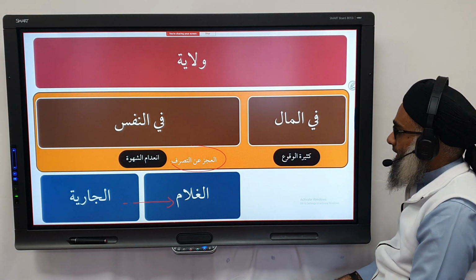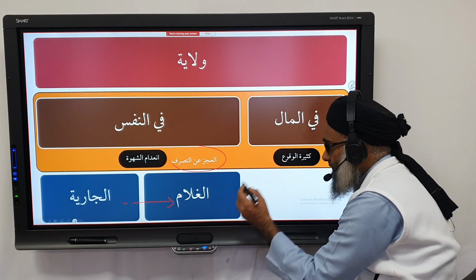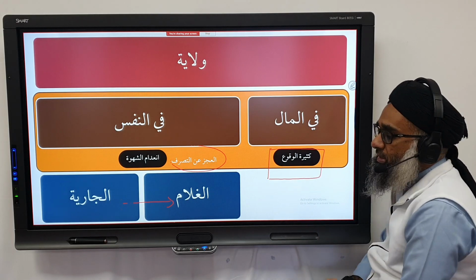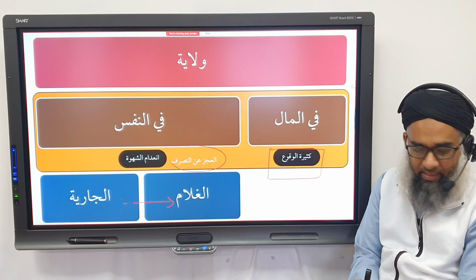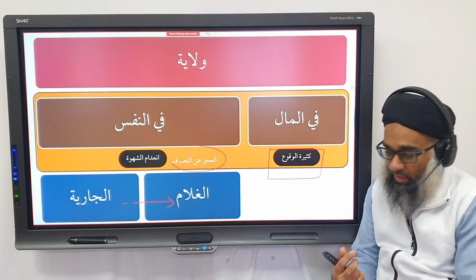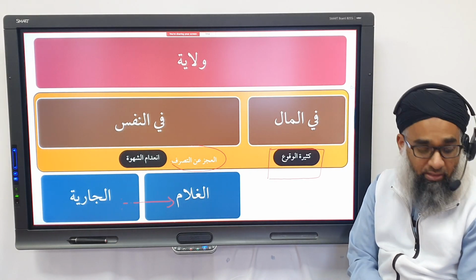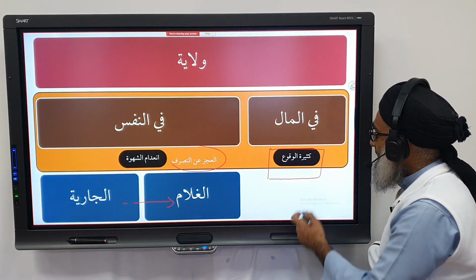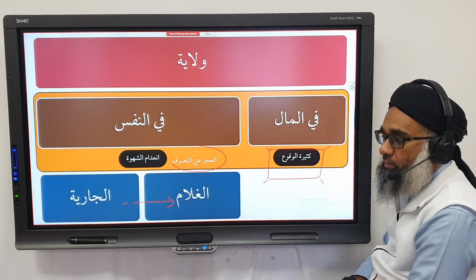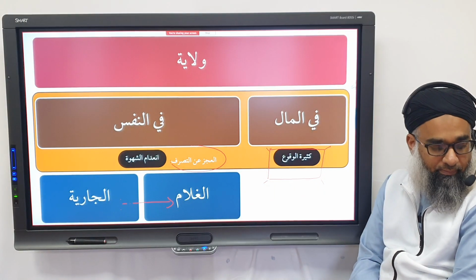What's the farq? That for the parents to have wilaya in mal, this is something kathiratul wuqu': buying, selling, transactions, renting, all of these things in the child's wealth, his possessions, is necessary for the father. Yes, what is this? It's all necessary. Understood? Kathratul wuqu'. It's common. You can't avoid it.